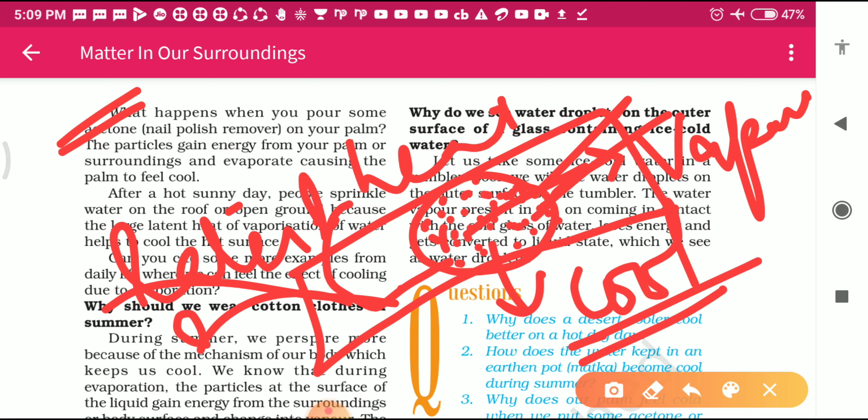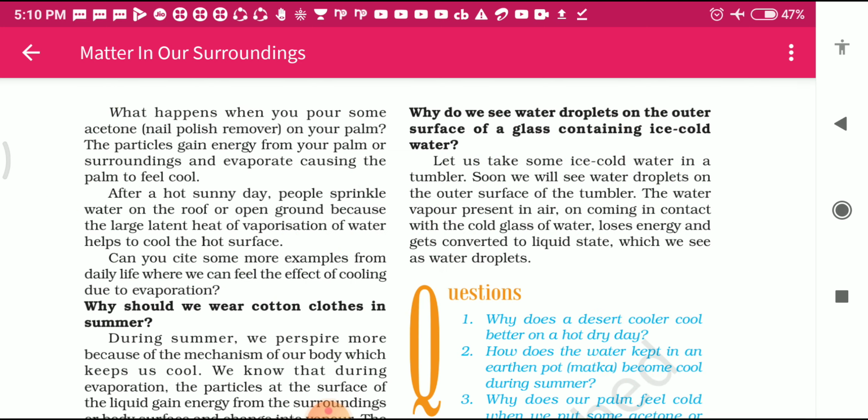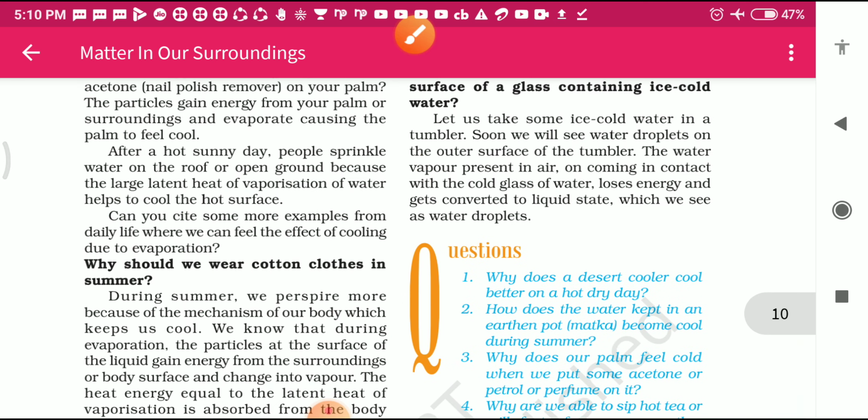I hope you understand this one about the palm, why we feel cool. Okay, another paragraph here.